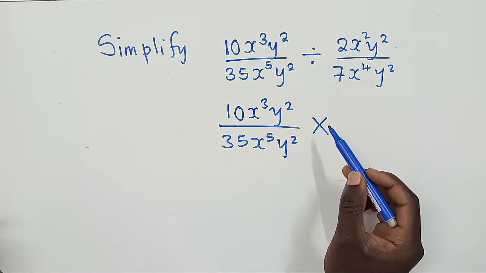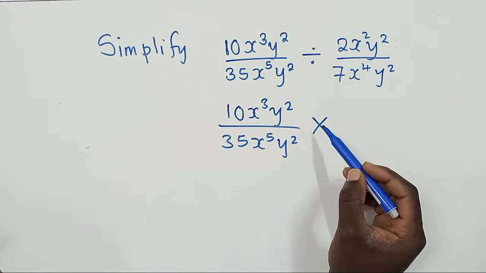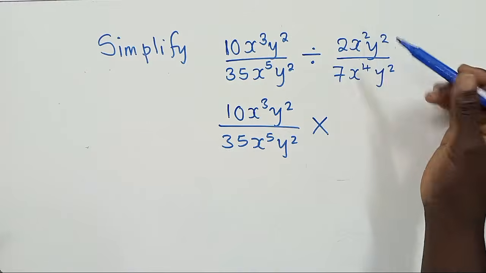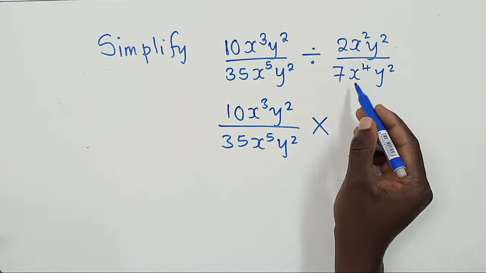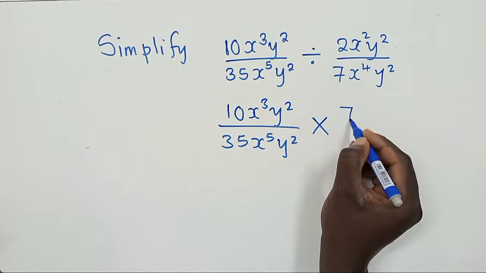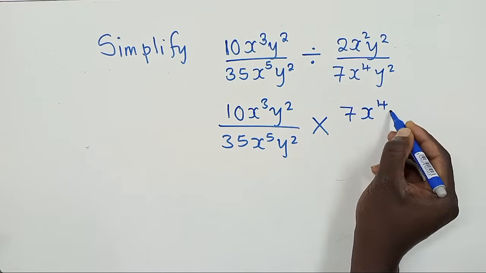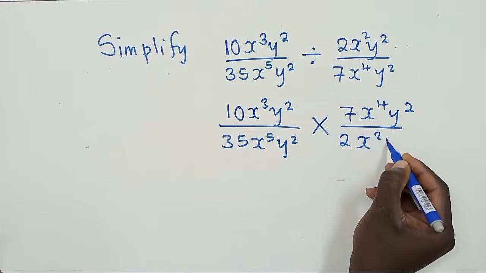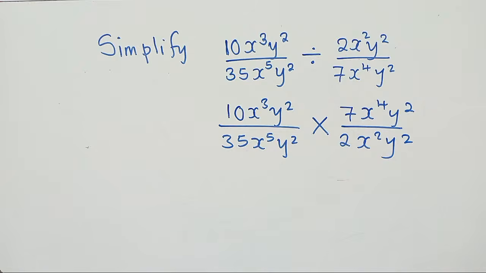Division changes to multiplication. Once you change it to multiplication, you reciprocate the other fraction, meaning you switch. What is down here goes on top, and what is on top comes down. So it will be like this. So that's what we have. Now from this stage, you can start dividing.